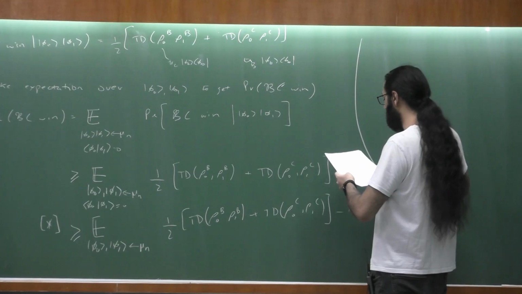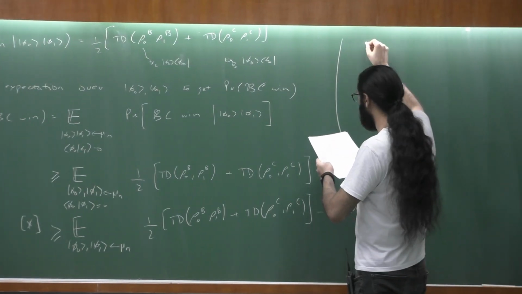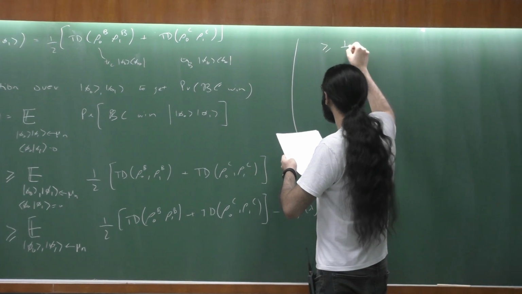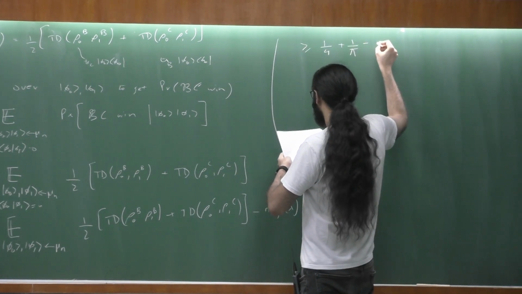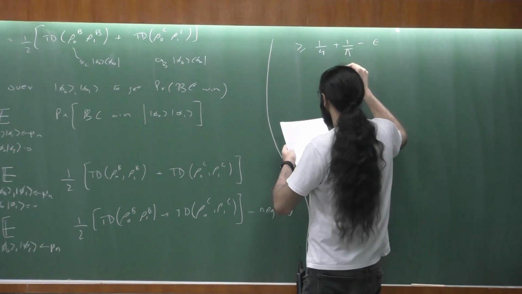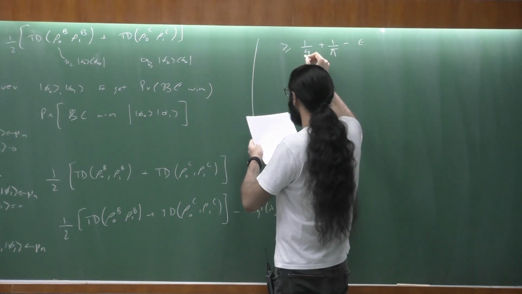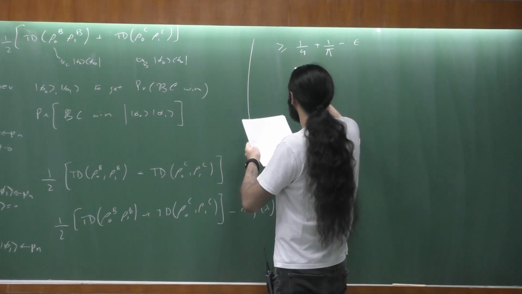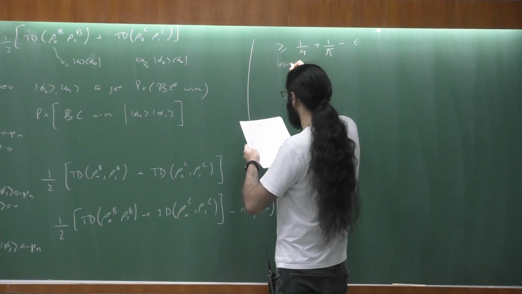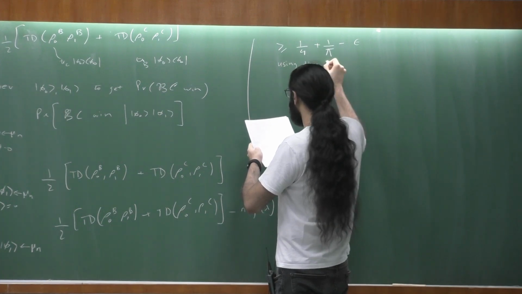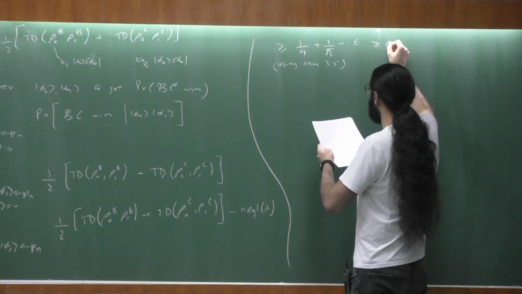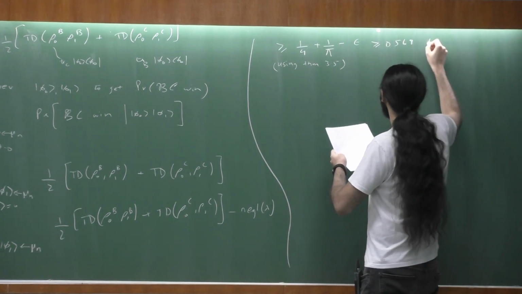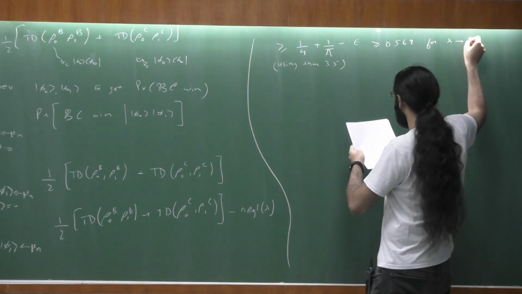And then we know that, so we computed in theorem 3.5 that this quantity is going to be a quarter plus 1 by π minus epsilon. Okay, so this is using theorem 3.5. Okay, and this will be greater than 0.568 for lambda tending to infinity.